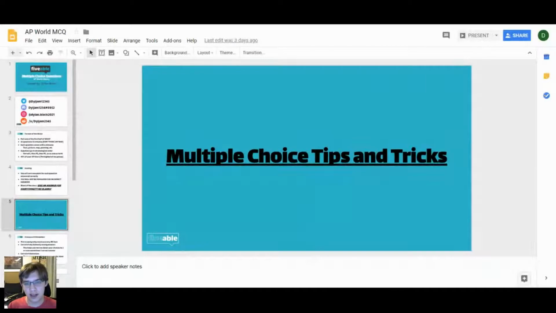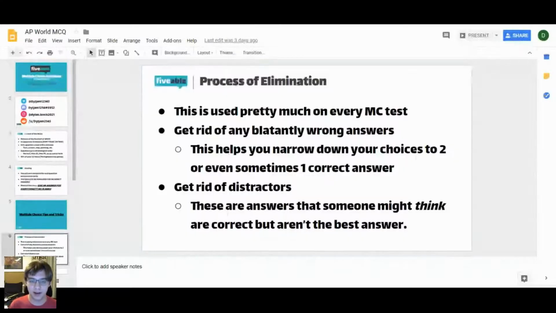So the first one, I think we all know what this is. It's process of elimination. It's pretty much used on any multiple choice test. It's a general strategy, and it gets rid of any blatantly wrong answers. So it helps you narrow down your choices to 2 or sometimes even 1 answer, and it gets rid of distractors. Distractors are essentially answers where someone might think they're correct, but there's something just off about them enough to make them wrong. You have to learn how to look for these, and I definitely have fallen for them. They're easy to fall for.